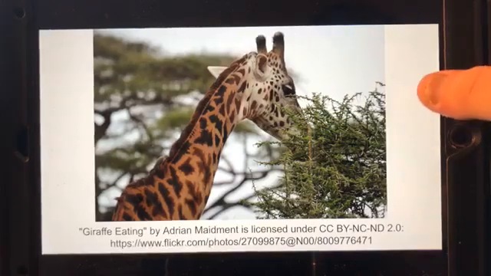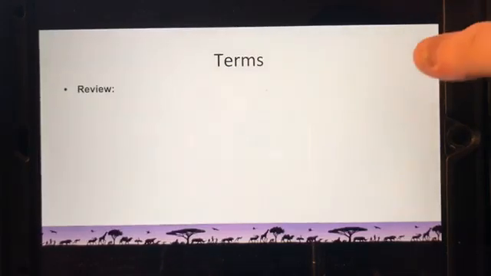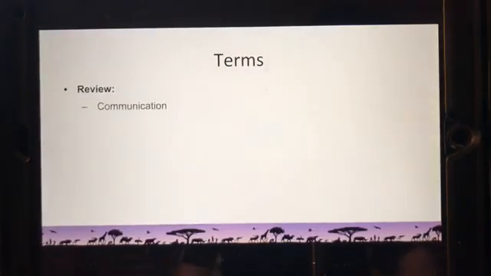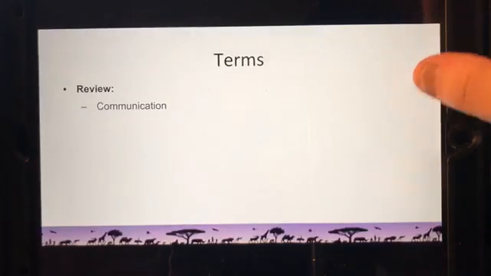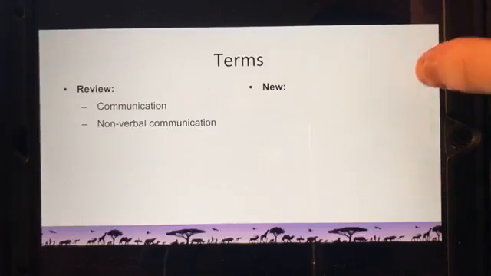And as we talk about this, we're going to use a few terms. A couple of those terms are a review from previously in the week. One of those is communication. And again, communication is the exchange of meanings between two or more individuals. And nonverbal communication is a type of communication that relies upon things other than vocalizations or sounds, things like gestures or things like pheromones.